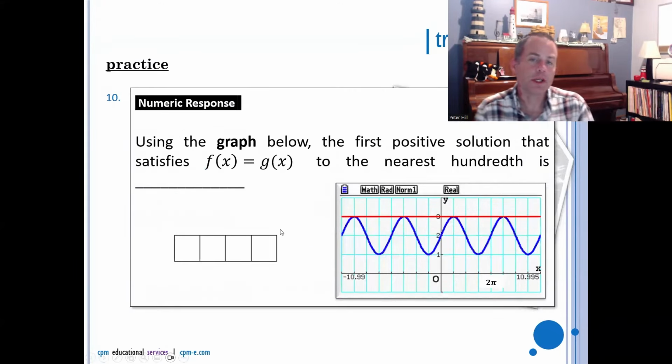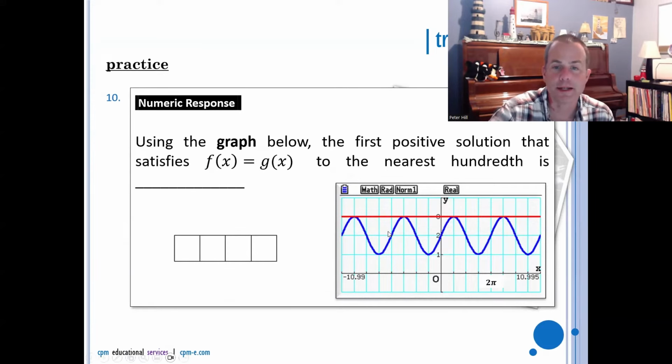Using the graph below, find the first positive solution that satisfies f of x equals g of x to the nearest hundredth. Okay, we can do that. The first positive solution is right there. So I'm trying to figure out what that is. That was a really bad line, sorry. It's 1, 2, 3, 4 tick marks to 2 pi, so that means everything here is half pi.